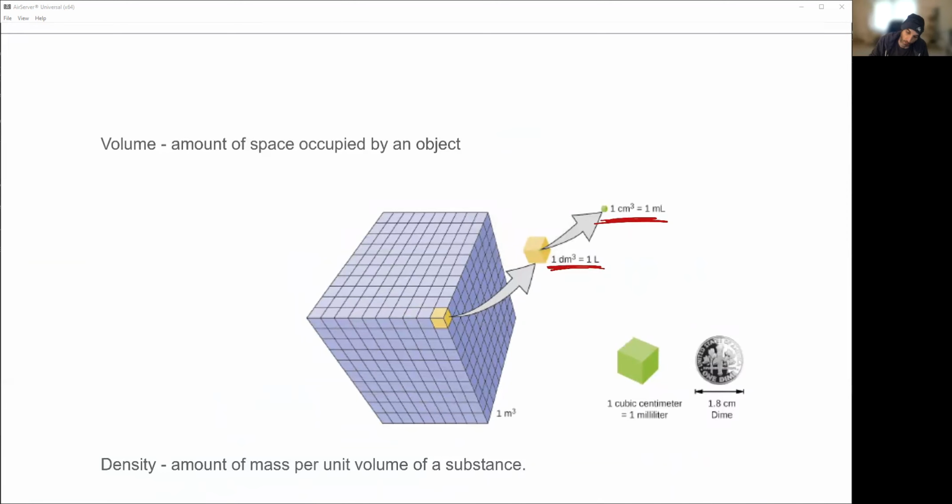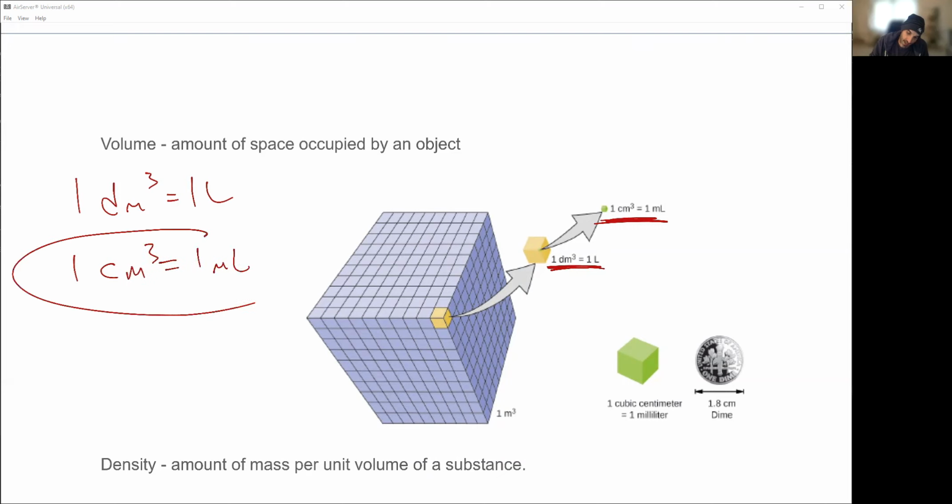So the ones that are important: 1 decimeter cubed is equal to 1 liter, and this is the more important one, 1 centimeter cubed is equal to 1 milliliter. You see that a ton in chemistry whenever we're doing conversions within volumes. But anyway, volume is the amount of space occupied by an object, how much space it takes up.